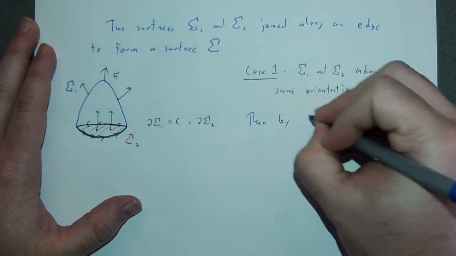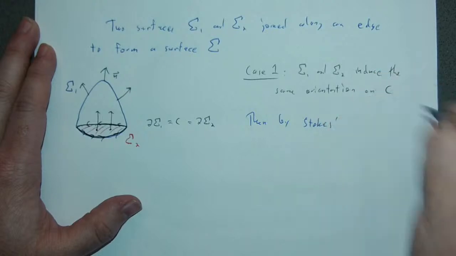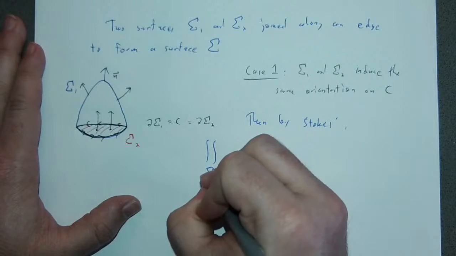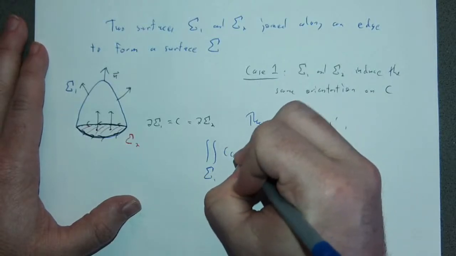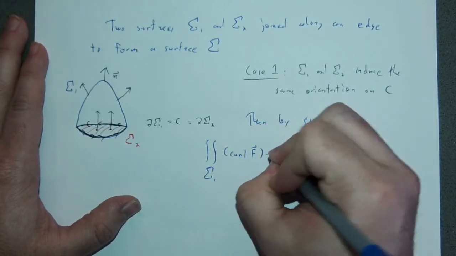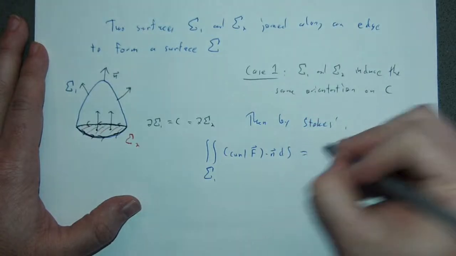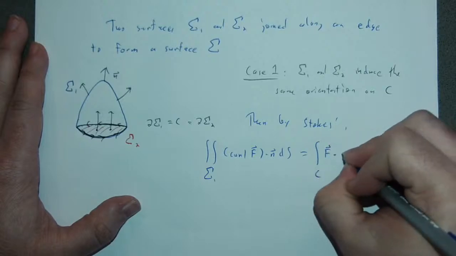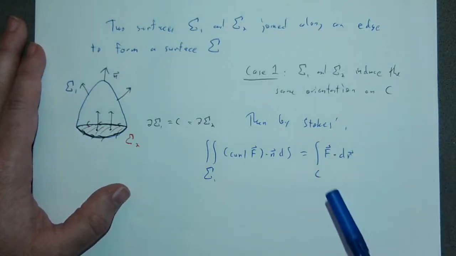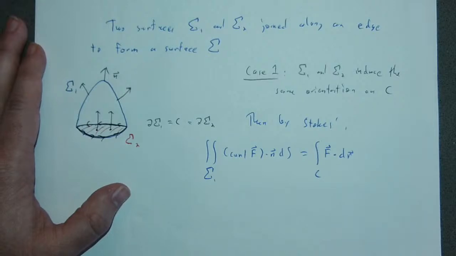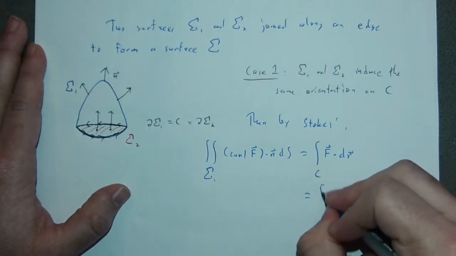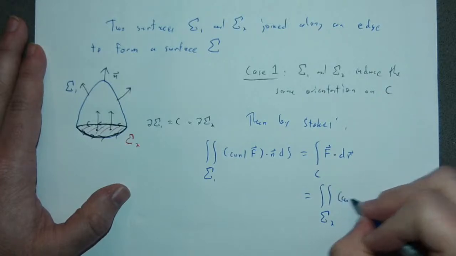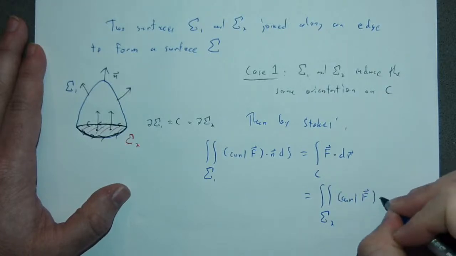So then by Stokes, what do we have? Well, we have that the surface integral along sigma 1 of the curl of vector field f dot n ds, by Stokes' theorem, is equal to the line integral over the boundary curve C of that vector field f. But then also by Stokes' theorem again, this line integral has to be the same as the surface integral over sigma 2 of the curl of f dot n ds.